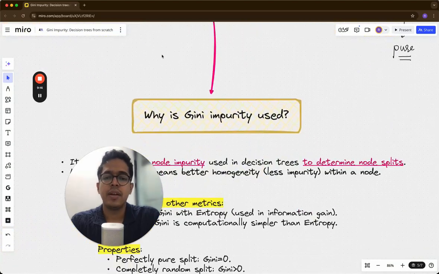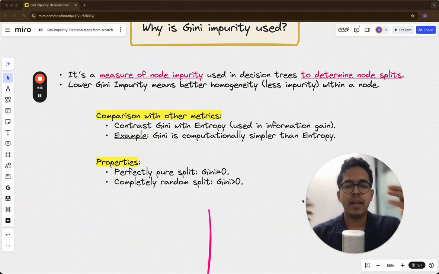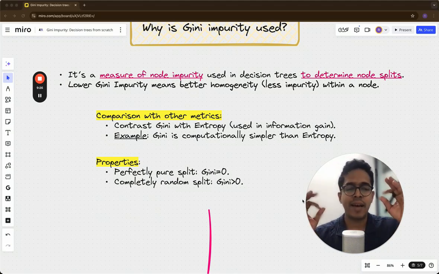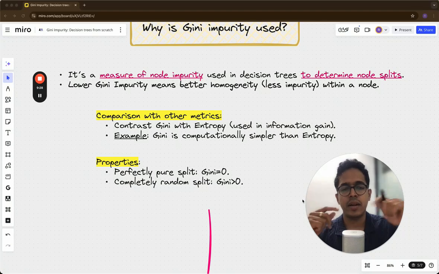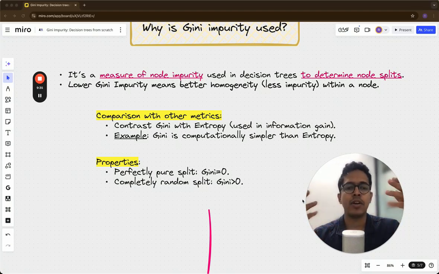So Gini impurity is very similar to entropy in some cases, but the computation is much simpler because you don't have to calculate a logarithm. You just need simple probability values. You simply take the square, take the sum of that, and subtract it from 1. So Gini impurity calculation is a lot simpler than entropy, where entropy is minus sigma pi log to the base 2 pi.